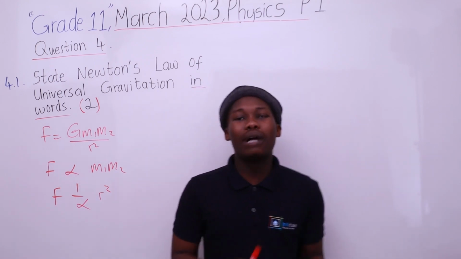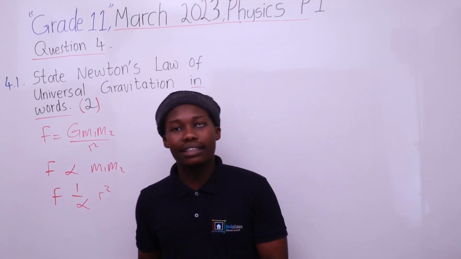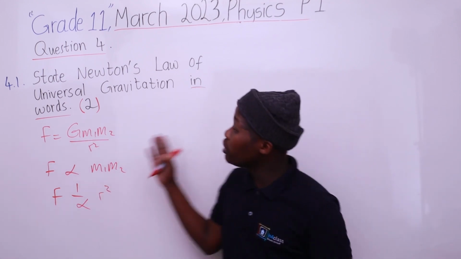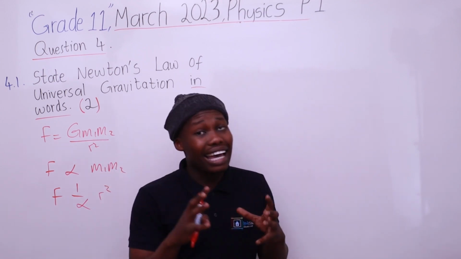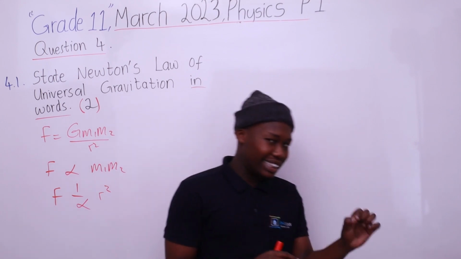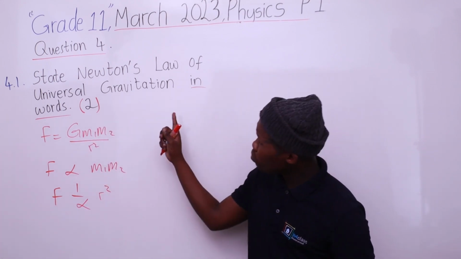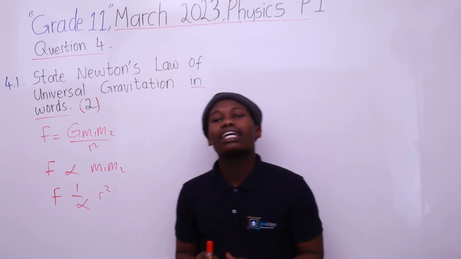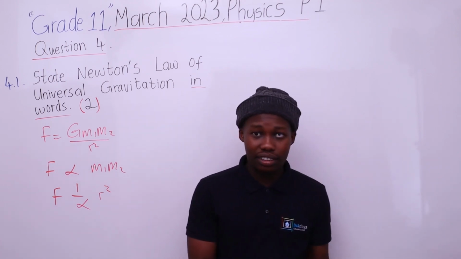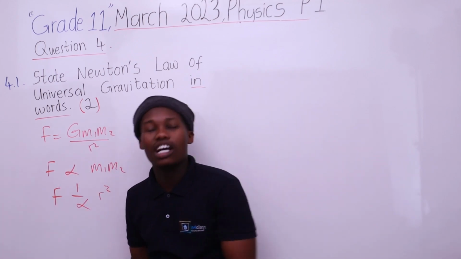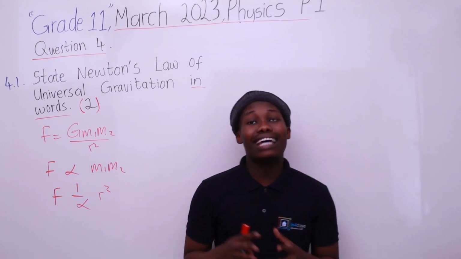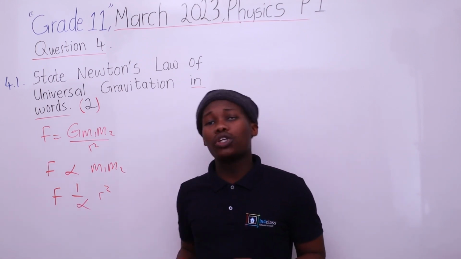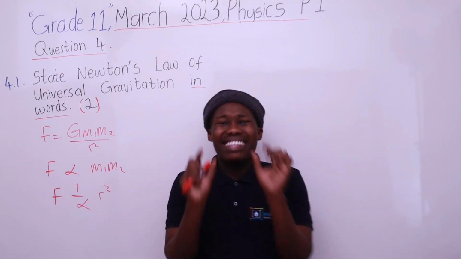Each particle in the universe attracts every other particle with a gravitational force that is directly proportional to the product of the masses, and inversely proportional to the square of the distance between their centers. That is Newton's law of universal gravitation in words. Let us repeat it fluently with no mistakes.